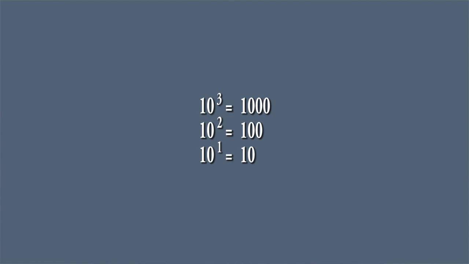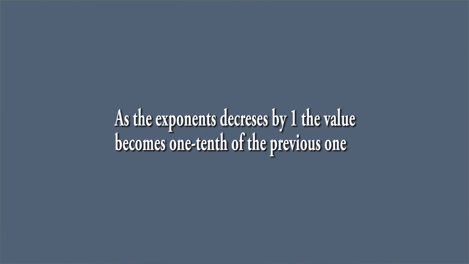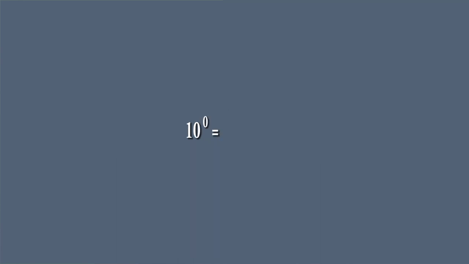Now, observe the following numbers. 10 raised to 3 is 1000, 10 square is 100, 10 raised to 1 is 10. Can you see any pattern? As the exponent decreases by 1, the value becomes 1/10 of the previous one. Then what will be 10 power 0? It must be 1/10 of 10, which is 1. Yes, 10 power 0 is defined as 1.